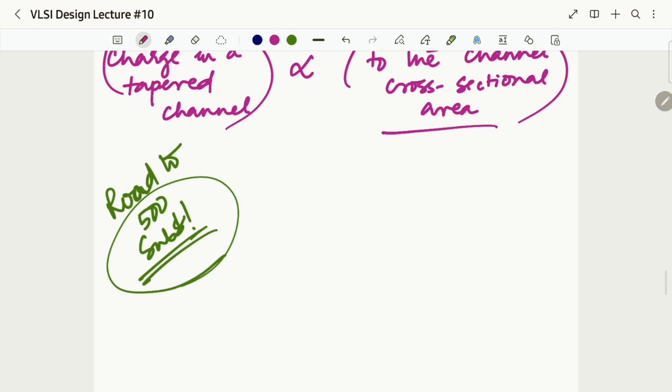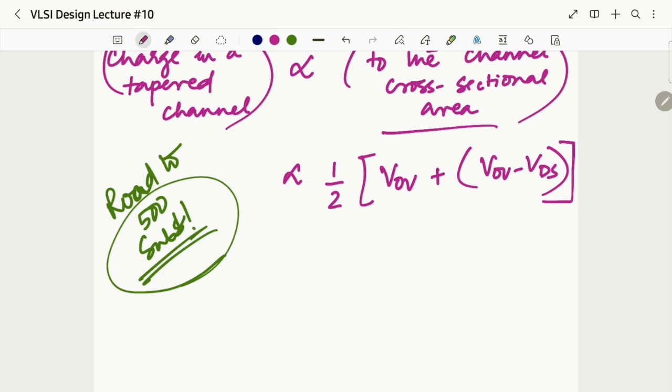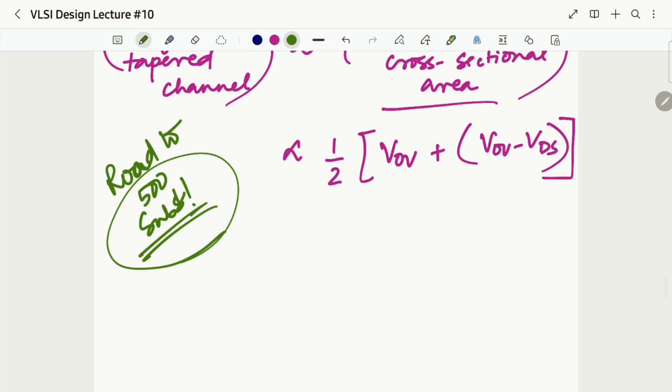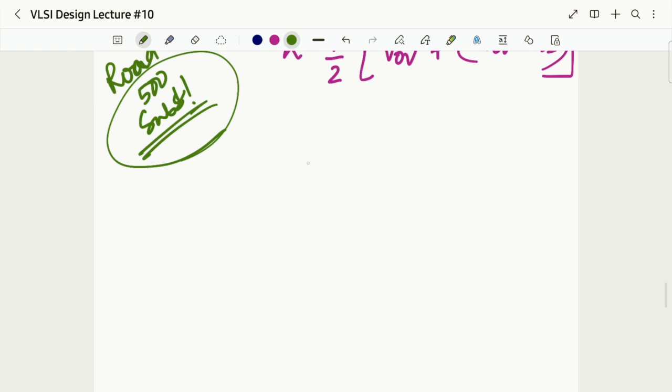So let us see what is this cross sectional area we have got. Okay, so this will be half of VOV plus VOV minus VDS. Now you're like, oh my god, from where did we get into this now? How did you get to know this? That also I'll show you, no worries.